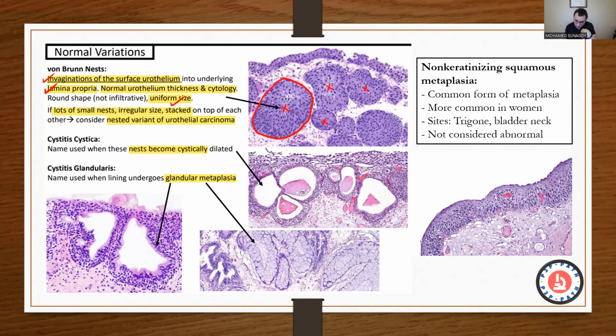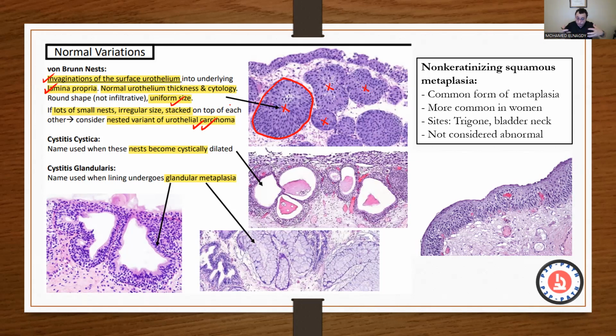You should be able to differentiate between von Brunn nest and something that I will explain later, which is the nested variant of urothelial carcinoma. You should consider that. When should I consider a nested variant of urothelial carcinoma? You see a lot of crowding. They look like islands, isolated islands. This is what we call von Brunn nests.